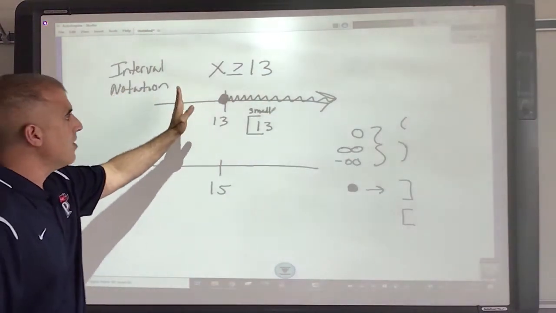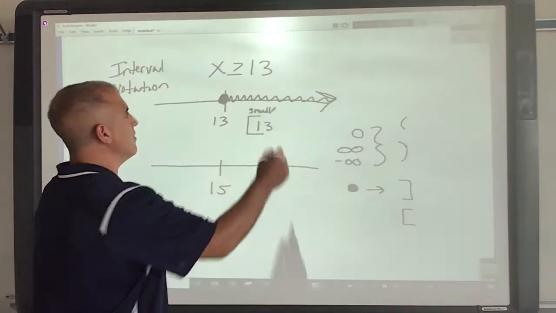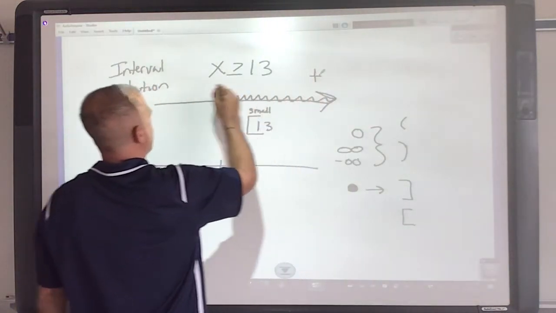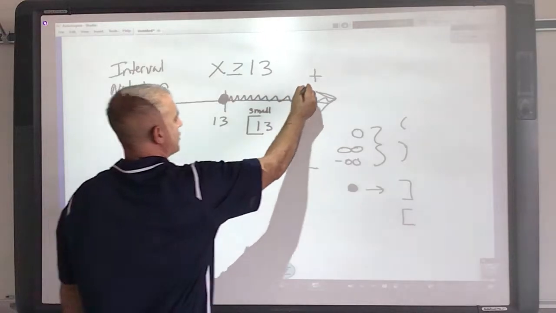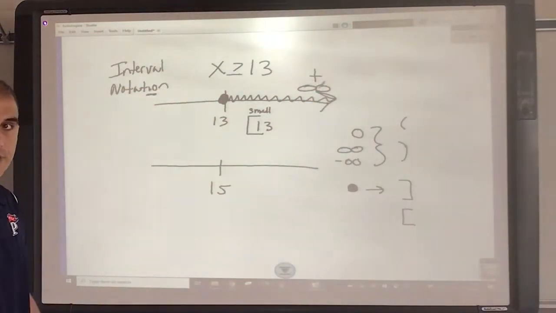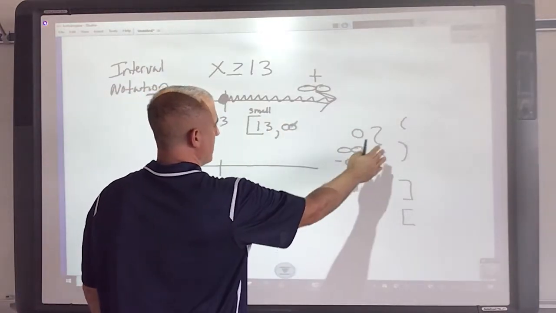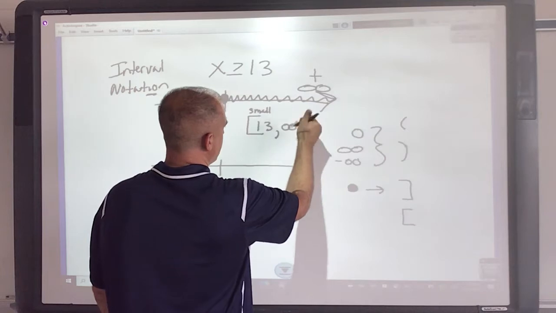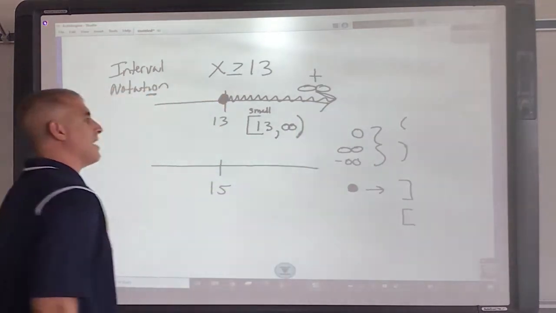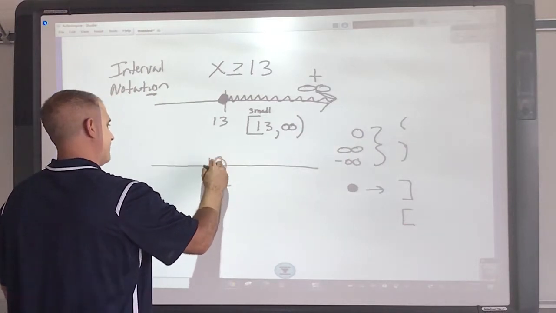It's 13. Now, when it's going this way, it's going on forever, and this is the positive direction, and this would be considered the negative direction. So this is going on forever into positive infinity. So what I would do is I would write 13, comma, positive infinity, and since it's infinity, I'm going to make a curved bracket. So that's what that would look like.